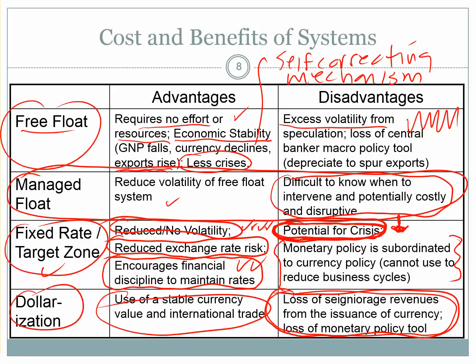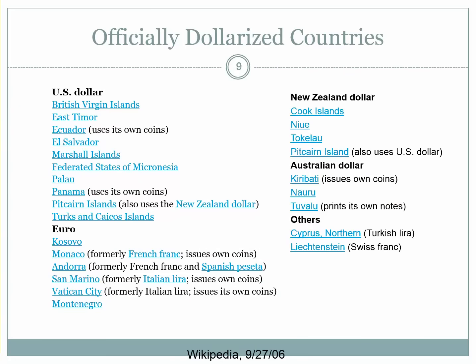Also, once you give up your own currency, you can't use monetary policy to try to smooth out your business cycles. So these are your main systems: free float, managed float, target rate, dollarization. This gives you an idea of the types of countries that are dollarized at this point in time. So countries like Ecuador, El Salvador, Turks and Caicos Islands, Panama.